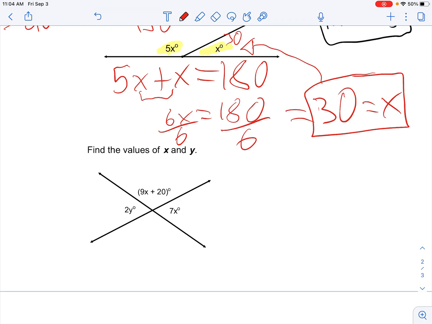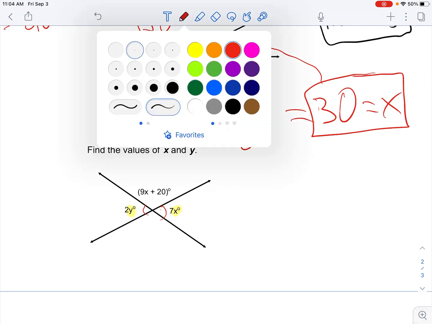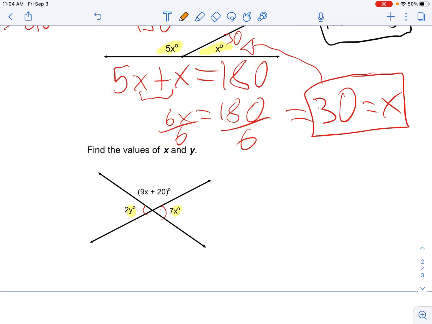Find the values of x and y. So vertical angles are congruent. That means that this angle is the same as this angle. However, I've got a y and I have an x. We do not like it when we have two different variables. It makes it really, really hard to answer. But let's look at this one.